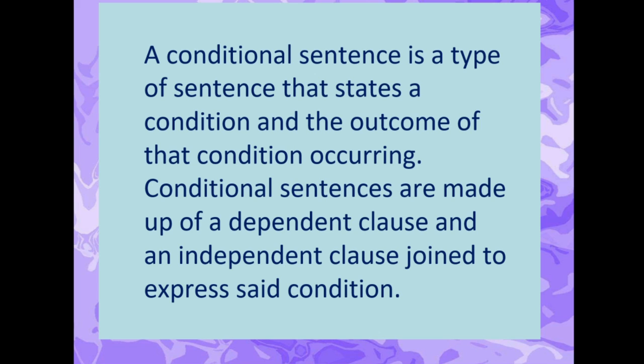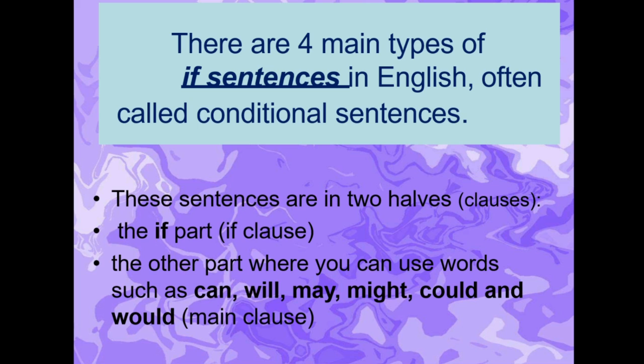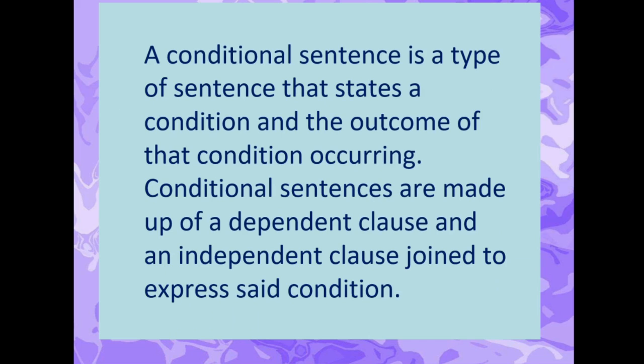All right. So there are four main types of if sentences in English, often called conditional sentences. So the conditional sentence is also known as an if sentence. Be sure to remember that. An if sentence or a conditional sentence basically has two parts. The first one is the if clause, and the second one is the main clause, as we have discussed a while ago. A conditional sentence is made up of a dependent clause and an independent clause.